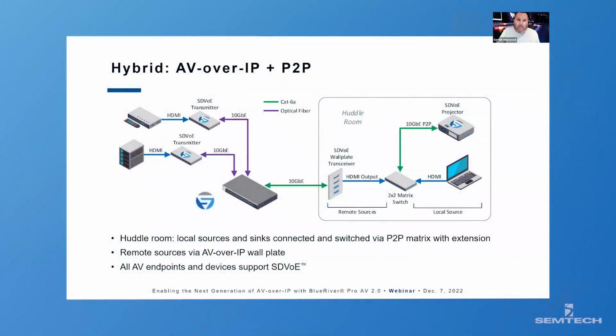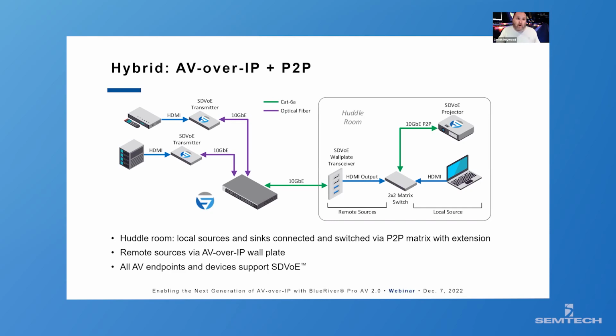So in this example, I'm showing AV over IP being used for the AV signal distribution core on the left, along with a basic huddle room where only simple point-to-point HDMI extension is required. And again, I'm only showing a snippet of an entire system here. It's not meant to represent the entire AV network, for example.